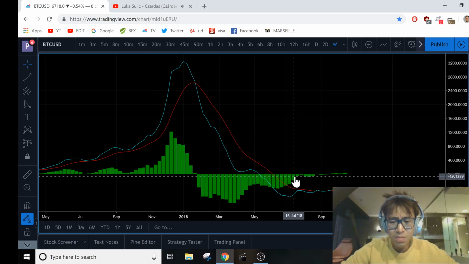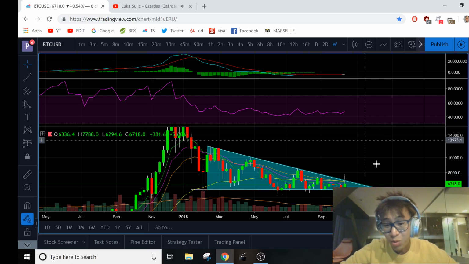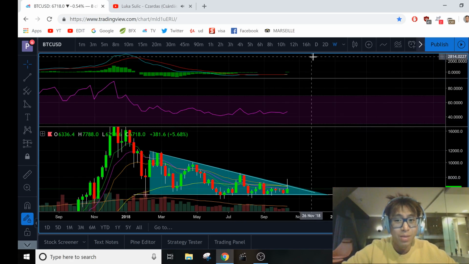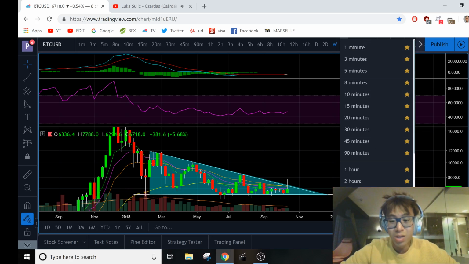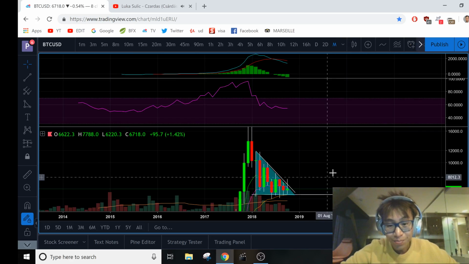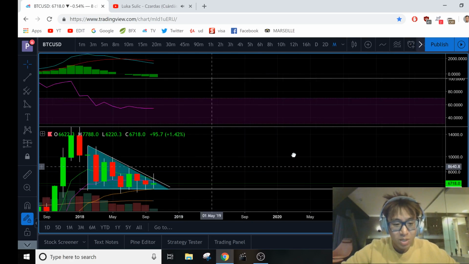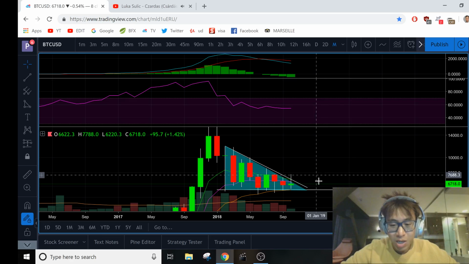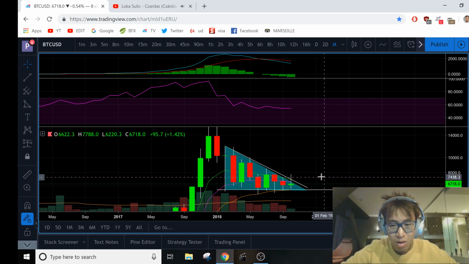But the histogram has been so neutral on the weekly since like July that we really don't know what's going to happen. But guys, this is a descending triangle. And according to charts, we break down after that, right? Not only that, this right here is inside candles. They're starting to form with small little wicks.